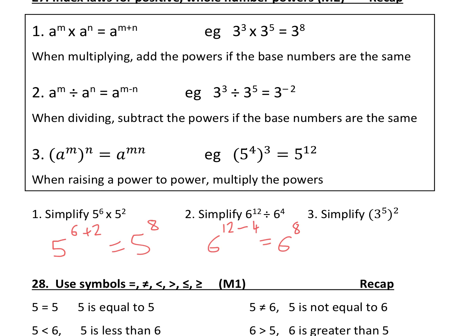And then finally, number 3, 3 to the power of 5, then to the power of 2 is the same as 3 to the power of 5 times 2, which is 3 to the power of 10.